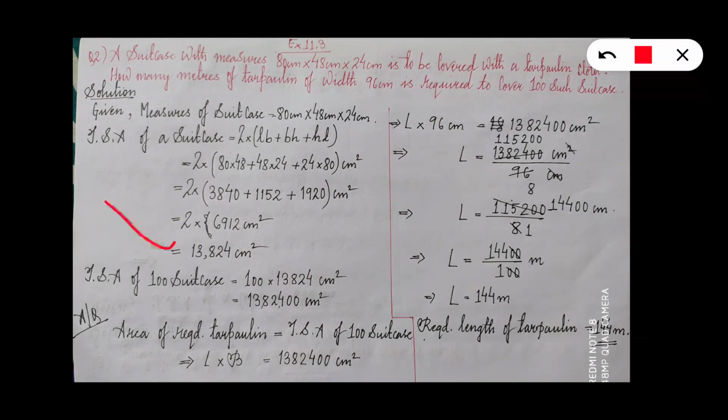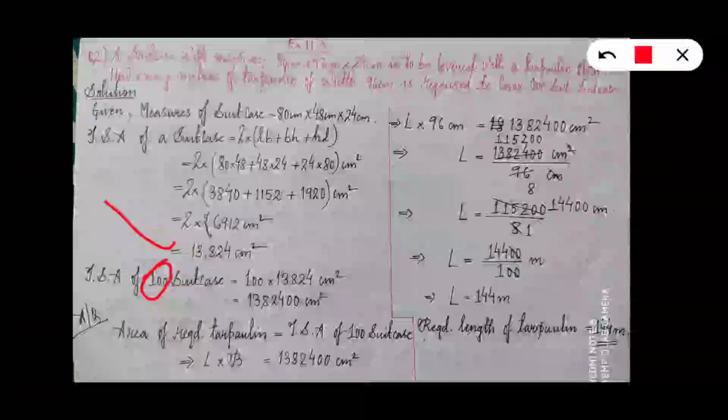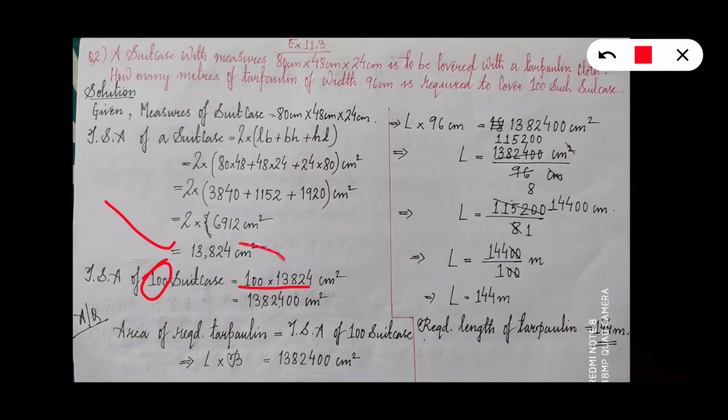We got 13,824. Now you need to find the area of 100 suitcases. This is the area of one suitcase. When you have to find the area of 100 suitcases, we will multiply with 100. So we get here 13,82,400.